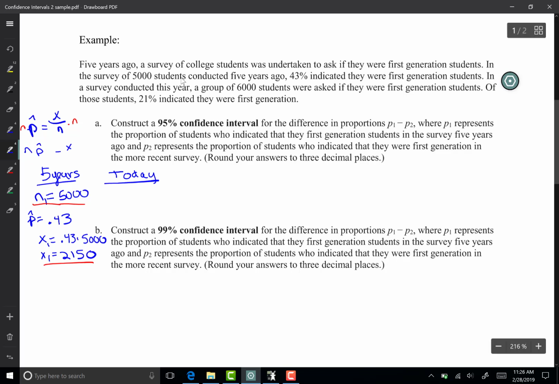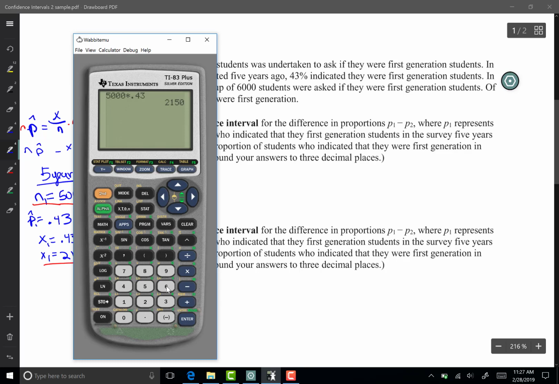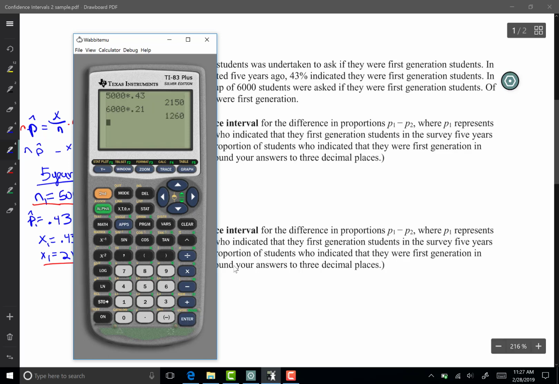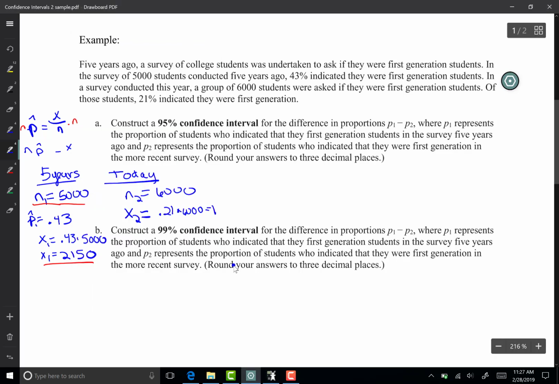All right, so let's look at our second sample here. Our second sample size was 6,000. So if we want to get our x value, we're going to take our 21% times our 6,000. So we do 6,000 times 0.21, which gives 1,260.